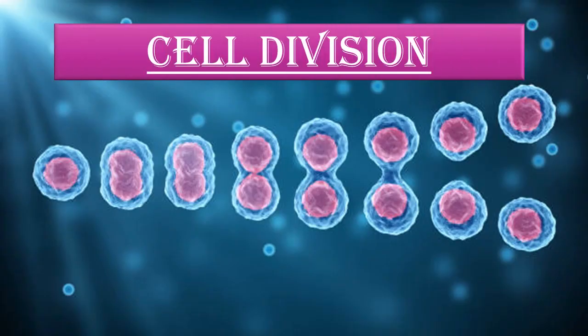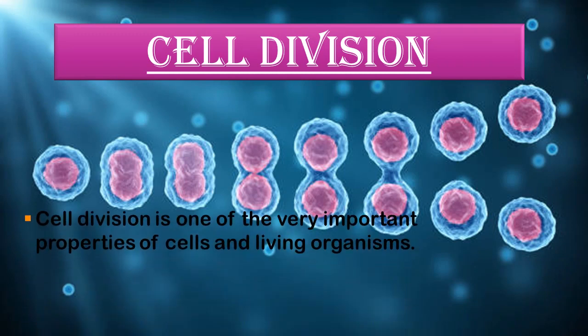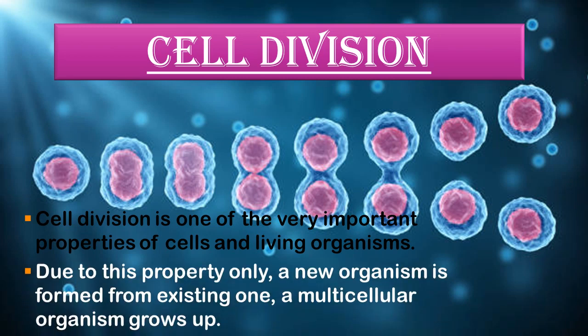Alright, so first of all, let us revise what cell division is. Students, cell division is one of the very important properties of a cell and living organism, because by cell division only can the cell heal or repair, and a new multicellular organism will be formed from a single cell. So due to this property, a new organism is formed from an existing one, that is, a multicellular organism grows up. So this is cell division.